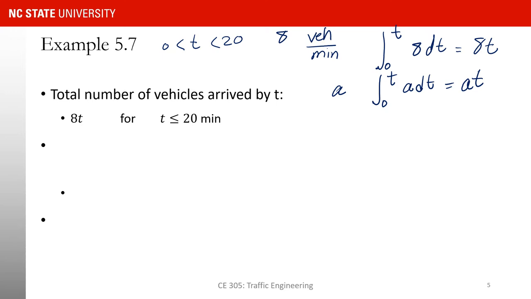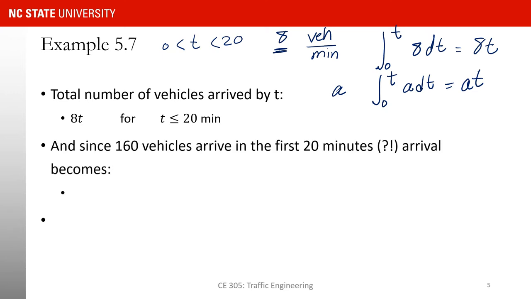In the next example, we go through the integration, because in the next example that you see, our rate of arrival is not a constant number, it's a function of t. So the total number of vehicles that arrive by t is 8t for the first 20 minutes. And if you think about how many vehicles have arrived exactly at time 20, that would be 160 vehicles. You just multiply 8 by 20, right?